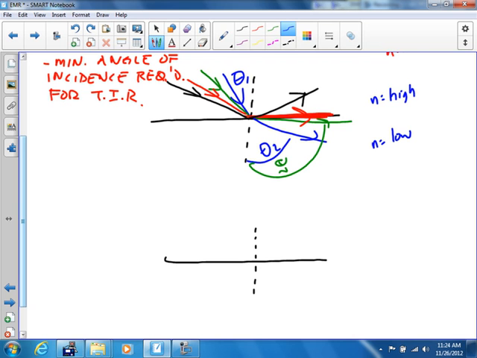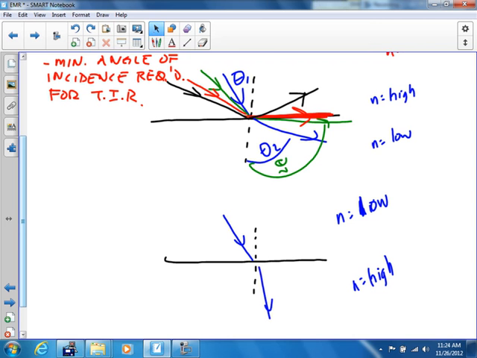Let's see what happens when we go from n is equal to low to n is equal to high. We know in that case, the ray is going to bend toward the normal line. Let's increase the angle of incidence here. What's going to happen? Well, it's still going to bend toward the normal line. It's going to be a bigger angle of refraction, but it's still going to bend towards the normal line. Are you ever going to get total internal reflection happening here? No.